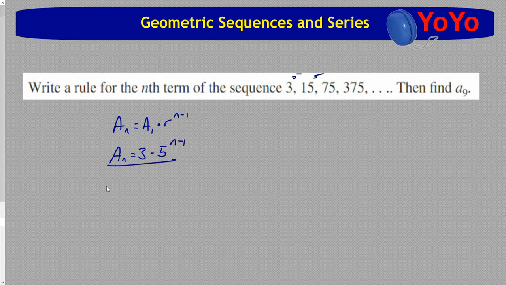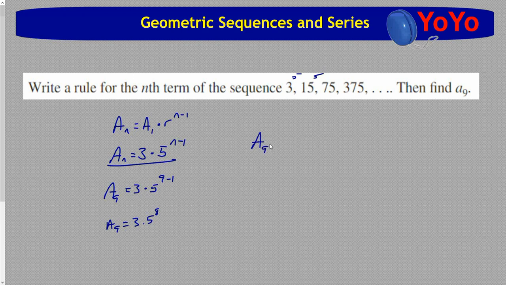So there's the rule. But now I want a sub 9. So I'm just going to plug 9 in for n, and then do the calculations. So a sub 9 is equal to 3 times 5 to the 8th. Again, that cannot be 15 to the 8th. 3 times 5 to the 8th and 15 to the 8th are not the same thing. If you don't believe me, type it into your calculator. So we got to do 5 to the 8th first.